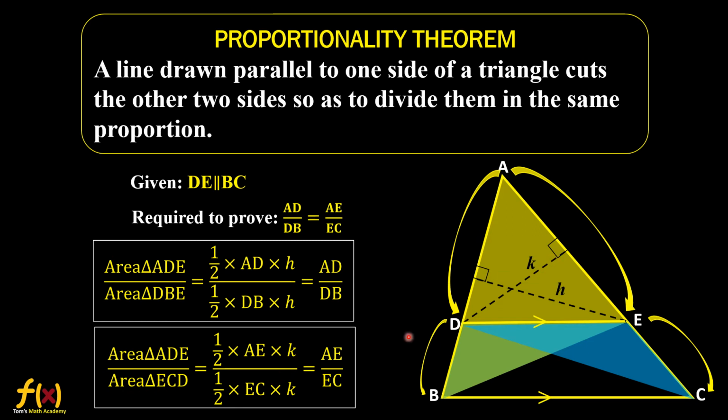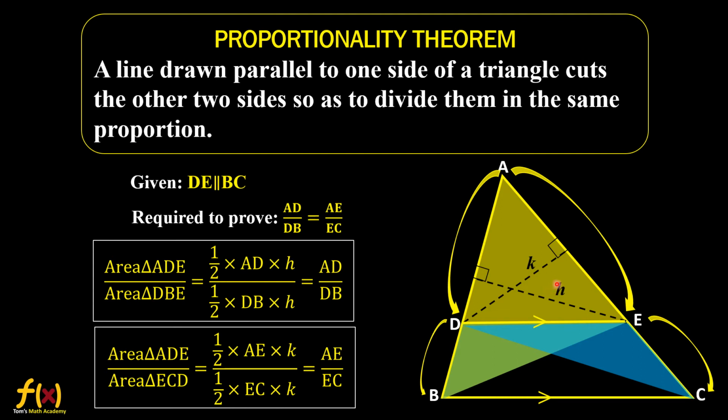Divided by area of ECD. Look at this blue triangle. Half times EC, the base is EC. But what is the height? K. Now we simplify. Half and half cancelled. K and K cancelled. We get AE over EC.